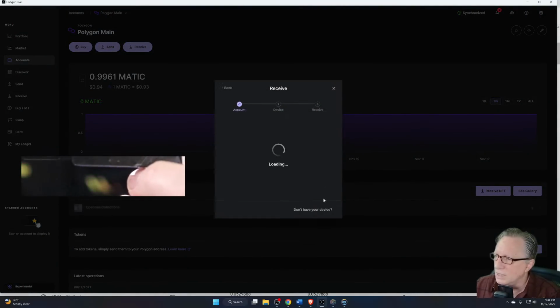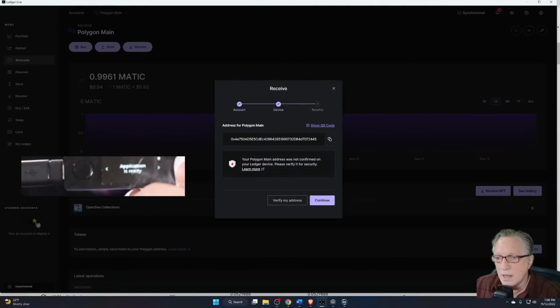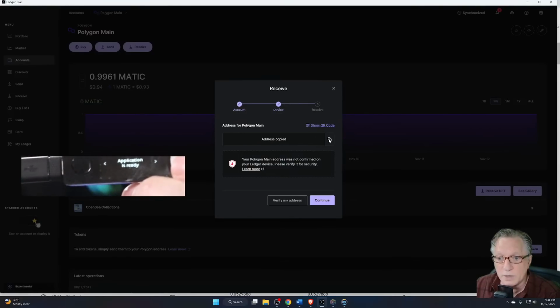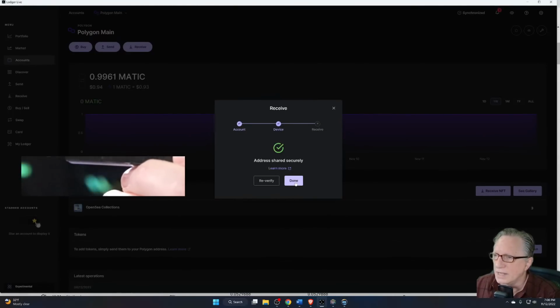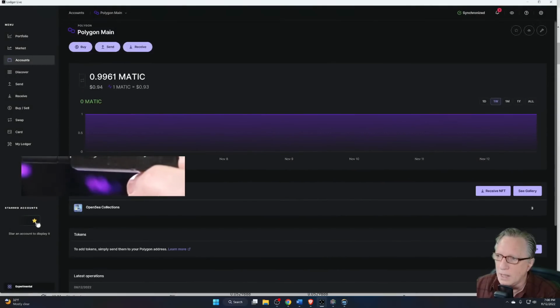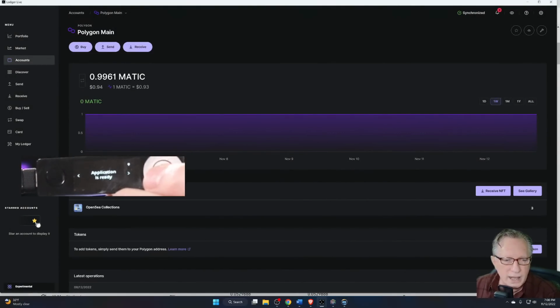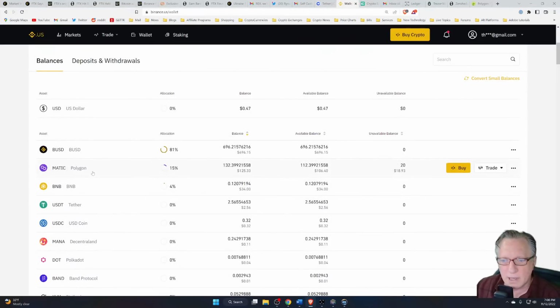Let's do a receive on this one. Notice there. Okay, that's what I was trying to show you. That is the same address as my other Ethereum wallet, right? The one we just withdrew to. But even though it's the same address, that MATIC did not come into this wallet. And why did it not come into this wallet? Well, because when I withdrew it from Binance US, I told it to use the ERC20 network.